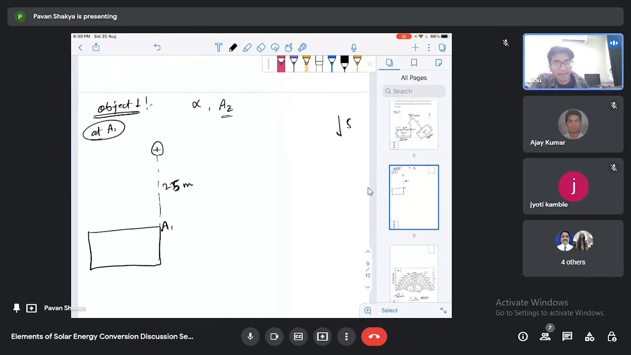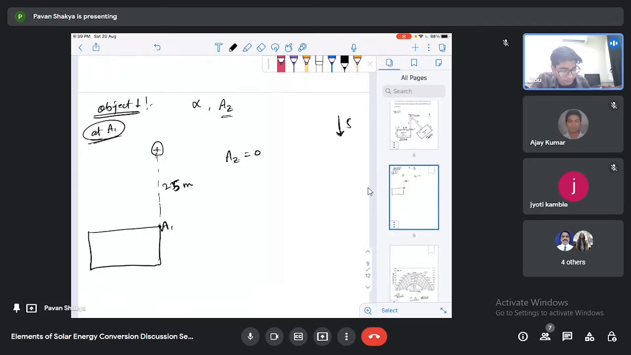If we try to find the azimuth angle, what is it? It is the angle between the projection of this object and the south direction. So this is our south direction, and the angle between this projection and the south direction will be 0 for A1. So at this point A1, the azimuth angle will be 0. And second, alpha is the elevation angle.